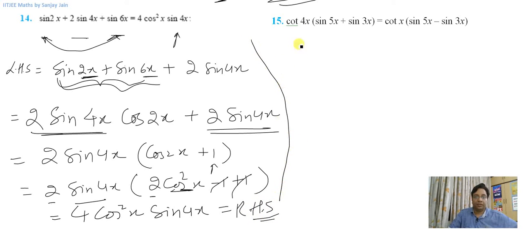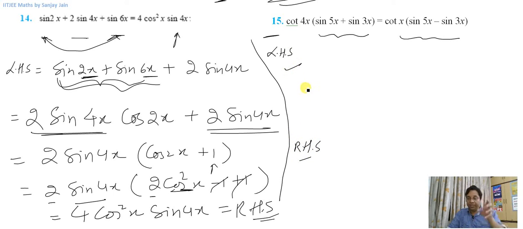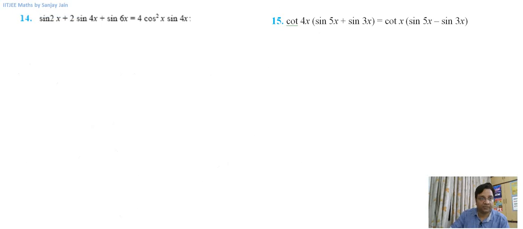Okay, now look at this 15th question. Inside this bracket I have got sine 5x plus sine 3x, so I am going to apply the sine c plus sine d formula here. If you see, on the right hand side also I have got terms like this, so I'll separately solve the left hand side and right hand side. I'll simplify the left hand side, bring it in some easier form, and then I'll solve the right hand side separately, bring it in the same form to prove that the left hand side is equal to the right hand side. So let us see how it can be done. Let us make some more space here. Okay, so we are going to solve question number 15.